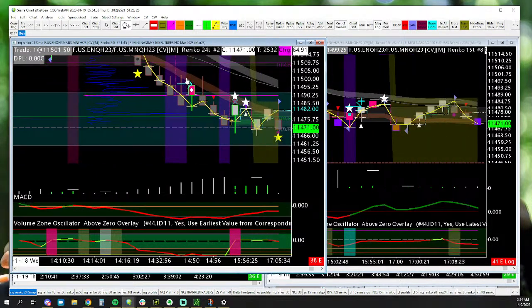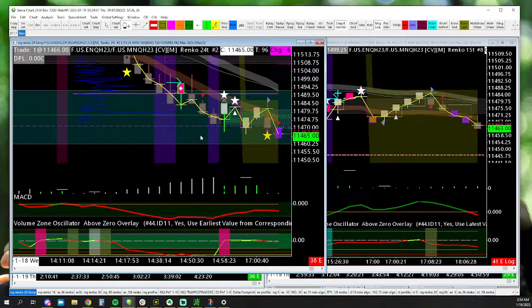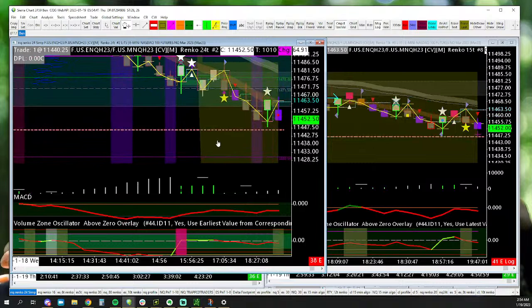Stop it out. Yeah. They just roll it over. Continuation signal on the smaller time frame. It's probably going lower. They don't even try. So they've dropped it. Now they've got to reclaim 11,480 before this can go higher.